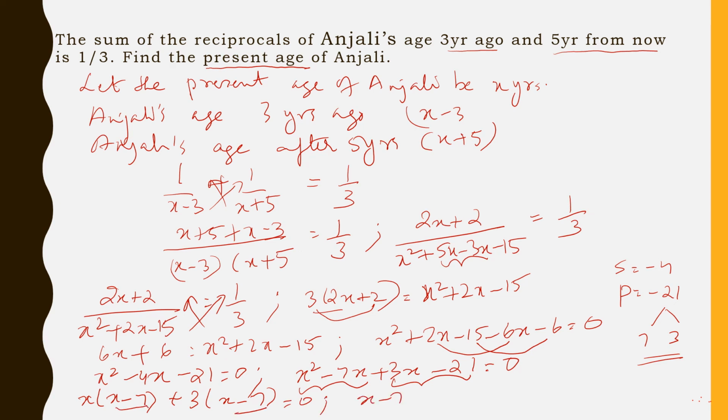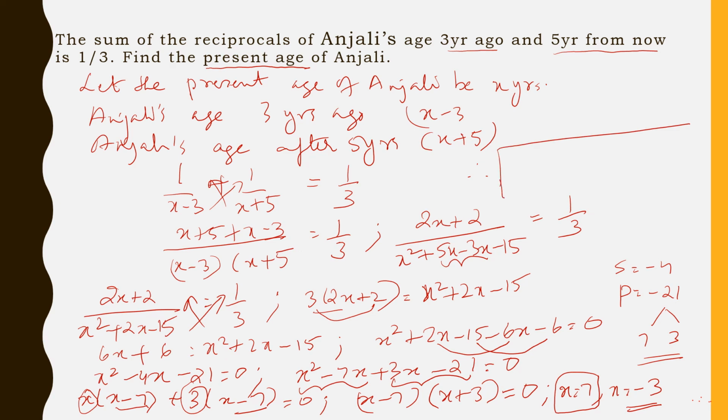So x minus 7 into, and we have x plus 3. So we will put x plus 3 in the next bracket. So this is equal to 0. So what we get is x equal to 7 and x equal to minus 3. Age cannot be negative. So we can take the age as 7, the positive value. So we can say that, therefore, Anjali's present age is 7 years.